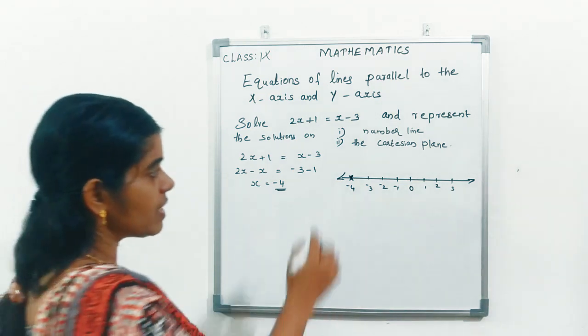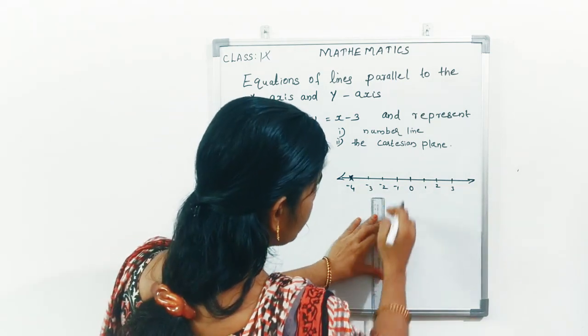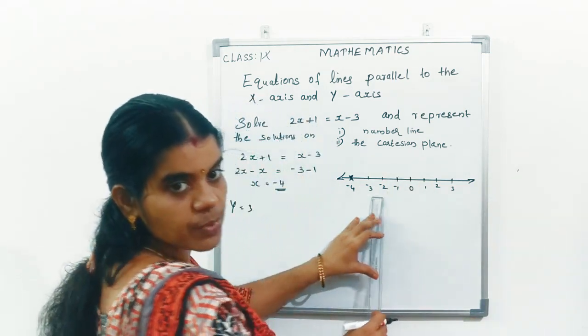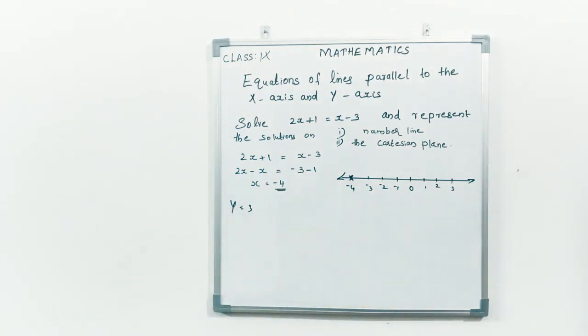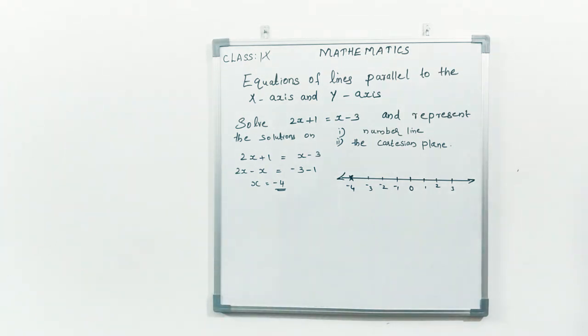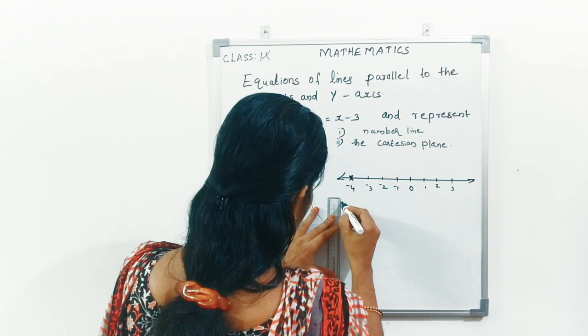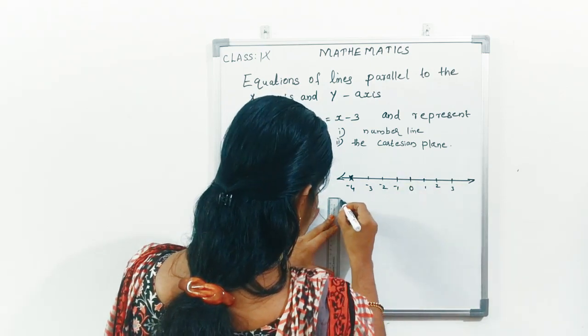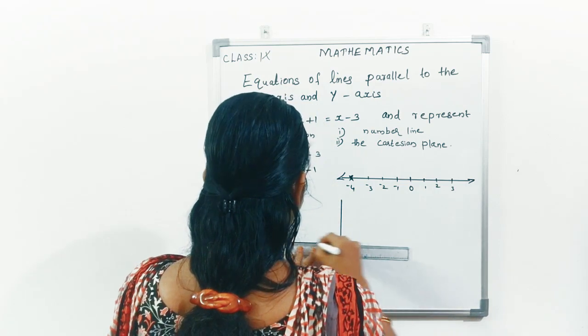If you are given y is equal to any number, say y is equal to 3, then you will draw the number line this way, the y axis. Here you got x, that's why we draw it on the x line. Next, the Cartesian plane, another name for which is the xy plane. Both x and y axis you want to draw.